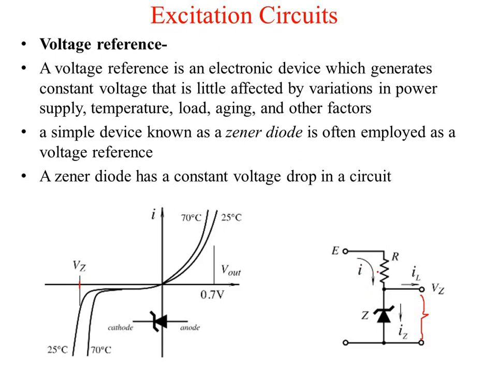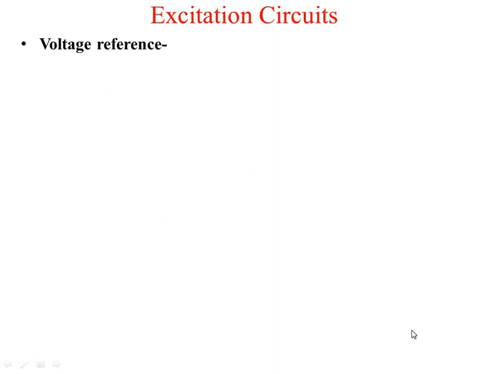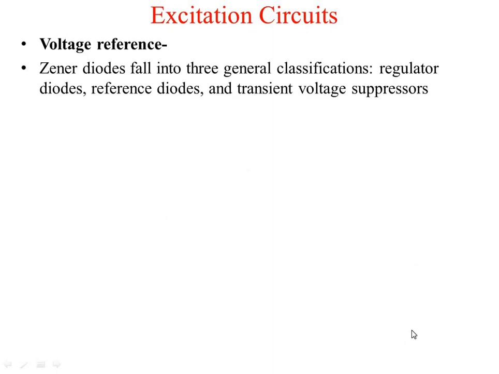So this I should be greater than these two. This is what is expected. Okay, but actually the Zener diode falls into three categories: regulator diode, reference diode, and transient voltage suppressor.